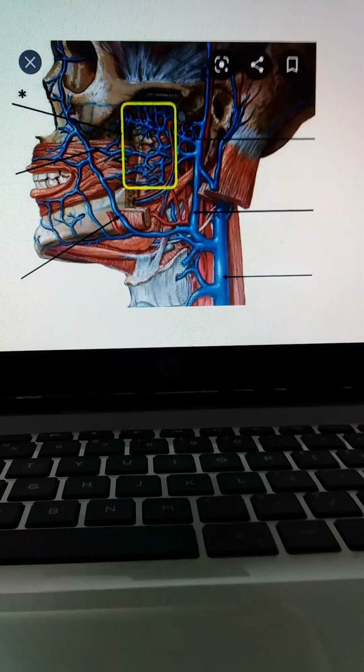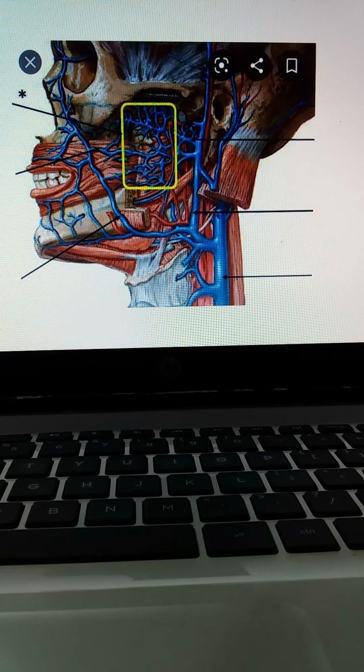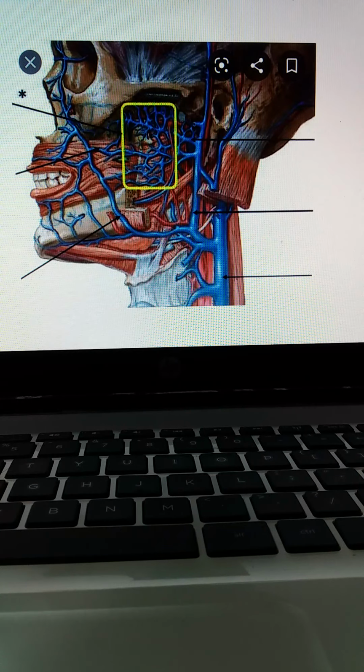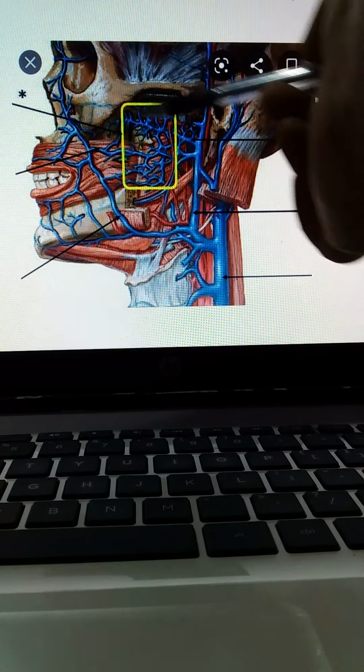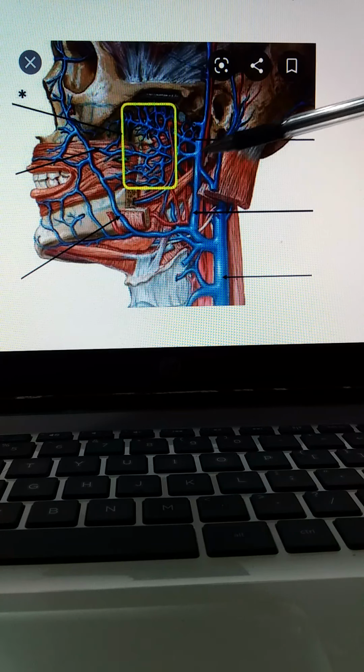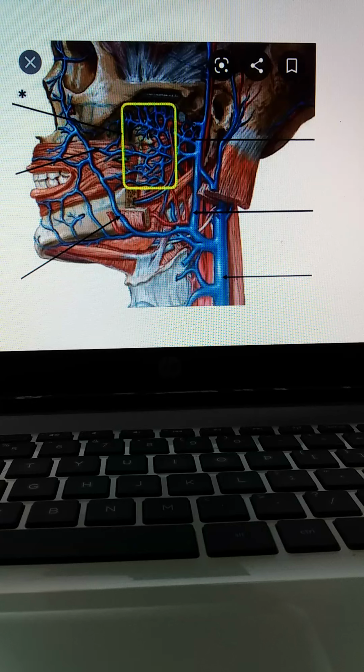After that comes your pterygoid plexus of veins. Can you see this? This is the pterygoid plexus of veins. It is a plexus of veins, okay. Where is it located? It is here, around the lateral pterygoid muscle, or even within the lateral pterygoid muscle, okay.